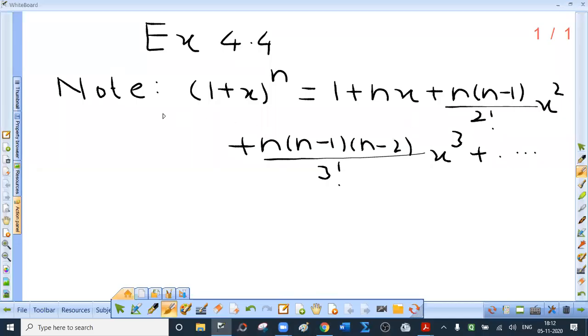Before we start solving sums from exercise 4.4, write down this 1 plus x raised to n. So this is quite logical because this is the expansion of a plus b raised to n only. The only thing is nCr is written in this form. For example, nC0, that is 1, nC1, that is n, and so on. Write down this.